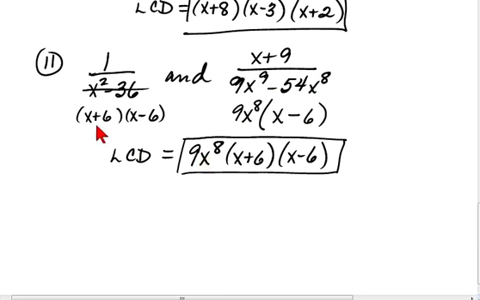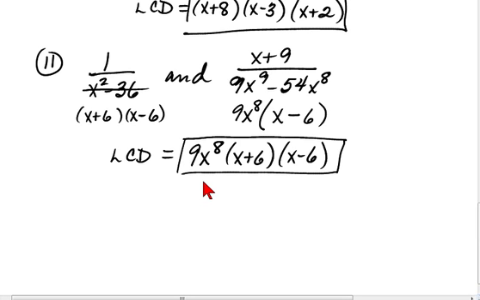And then you're looking at, do you have any other power of x plus 6? No. Do you have any other higher power of x minus 6? No, I have another one that's just like it. I do need a 9, and I do need an x to the 8th. If you had an x plus 6 here and an x plus 6 squared over here, you would take the squared. That's when you're building the LCD. All right, so that's all the practice in this lesson on finding LCDs.